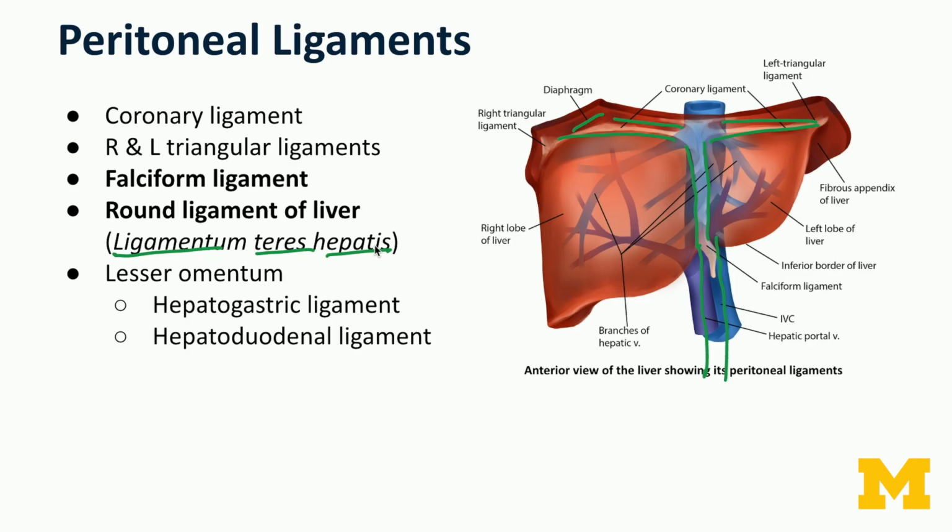And so in the adult, that forms this round ligament of the liver, not to be confused with the round ligament of the uterus. The liver also participates in the lesser omentum via the hepatogastric ligaments, which we've discussed, and the hepatoduodenal ligaments, which we've discussed, which are constituents of that lesser omentum.